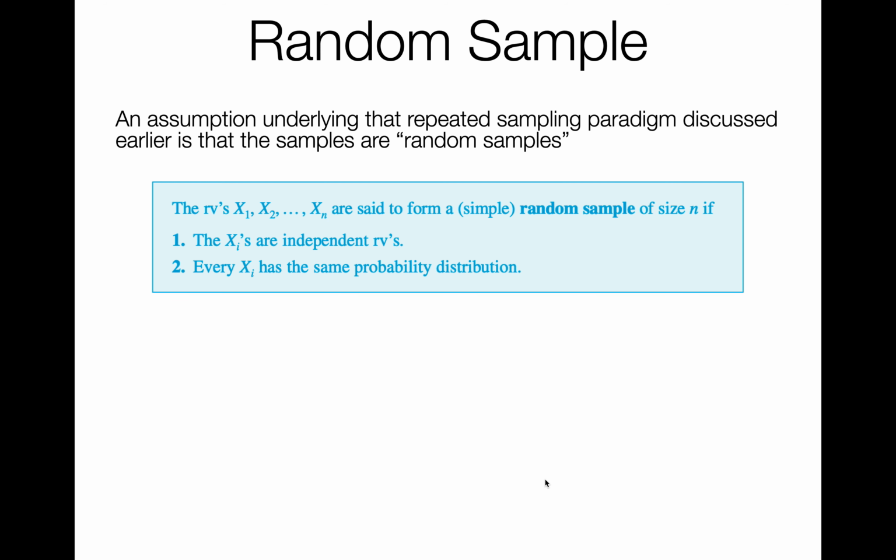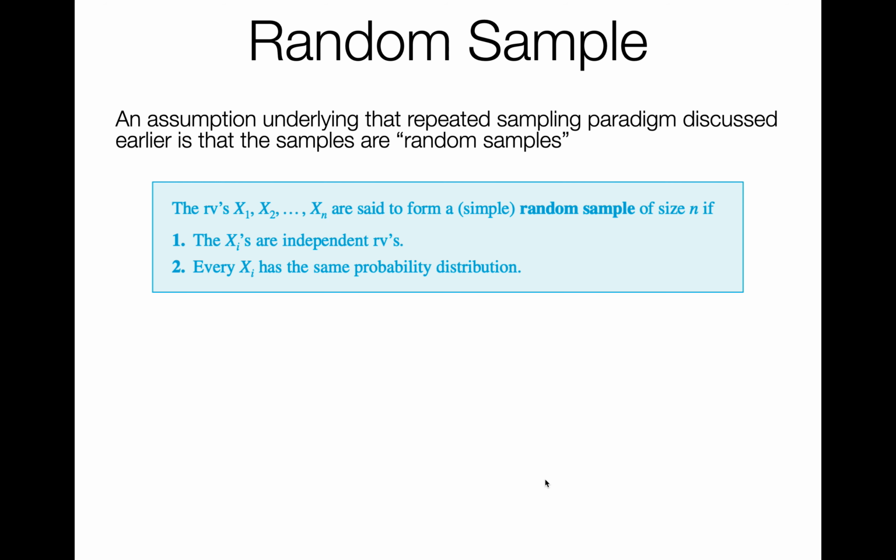Okay? And so if we look down here at this definition that I pulled from the book, we have random variables x1 through xn. And in a sense, that's our collection, that's our sample. Okay? And those collection of random variables are said to form a simple random sample of size n, okay, if each of the random variables are independent of each other and each has the exact same probability distribution.